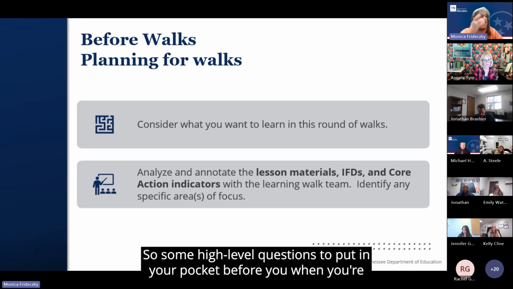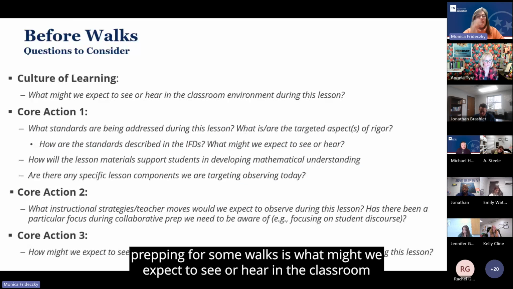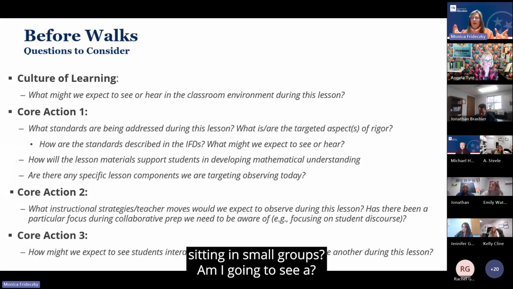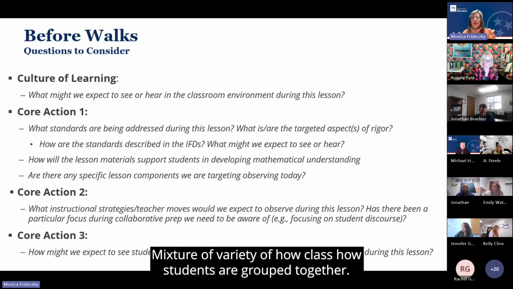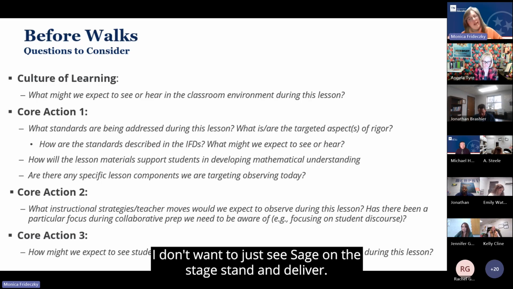So some high-level questions to put in your pocket when you're prepping for some walks is, what might we expect to see or hear in the classroom environment during this lesson? Am I going to expect to see students sitting in small groups? Am I going to see a variety of how students are grouped together? I should be able to hear students talking some in the classroom. I don't want to just see sage on the stage, stand and deliver.